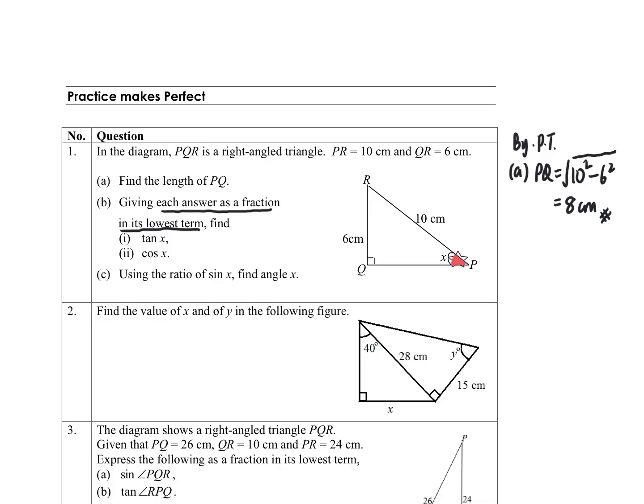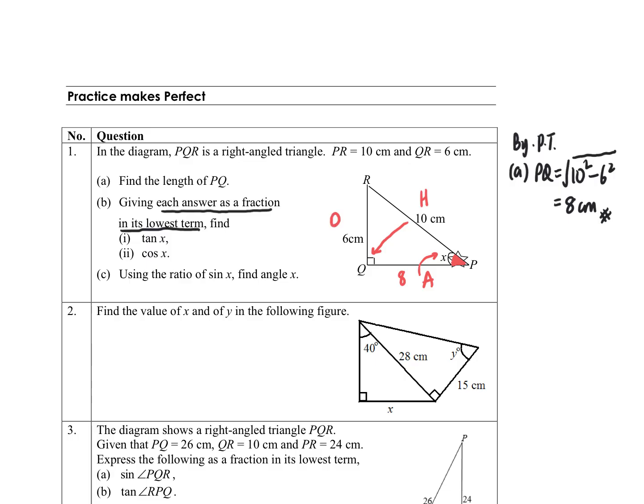So how do we identify hypotenuse, adjacent, and opposite? Where is hypotenuse? PR, this one. Hypotenuse is always the longest side opposite the 90 degree. Where is the adjacent side? PQ, this one. Because it's just next to your angle. Okay, and then of course this is opposite.